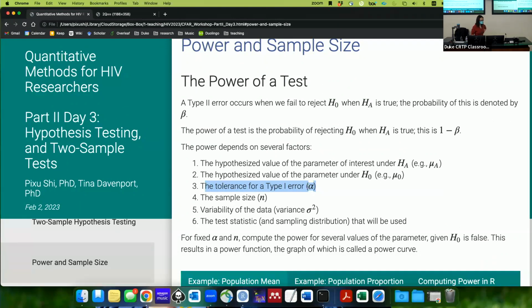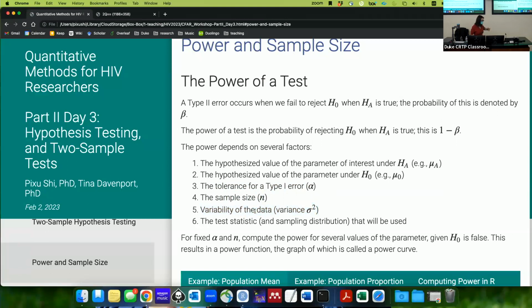If you have a higher tolerance for type 1 error, if your alpha is large, you can have more freedom to reduce beta, so you will have more power. Alpha, beta, they are a trade-off. Your sample size, larger sample size gives you more power. The variability of the data, more homogeneous subject group gives you more power. This is also a compromise you need to make.